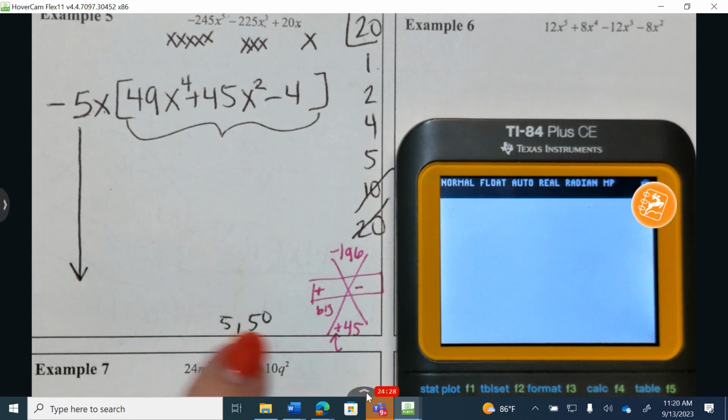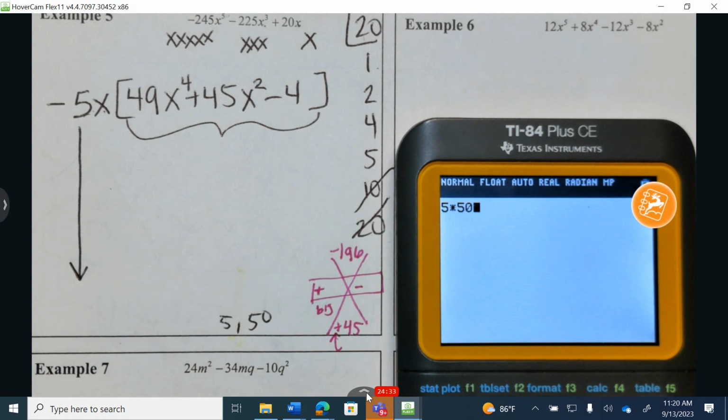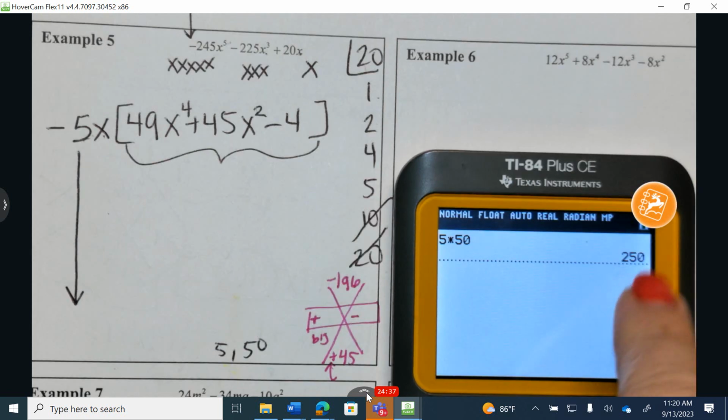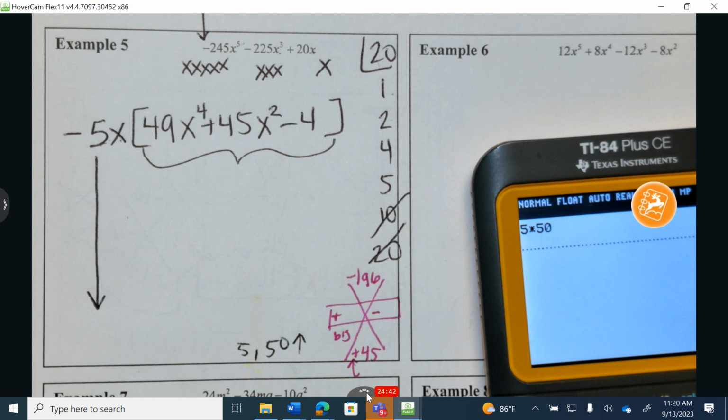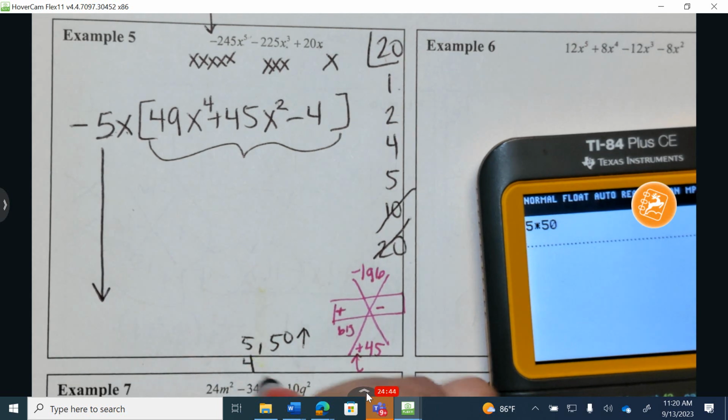Okay, so I'm going to take these and multiply them and see if this is the answer. Please don't talk when I'm talking. 5 times 50 is too large. This is too large, so I need to bump it down. So now I'm going to go down to 4.